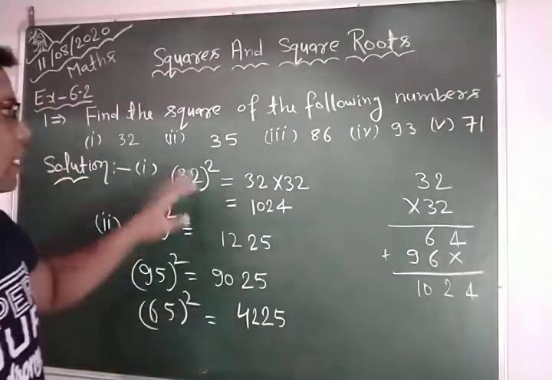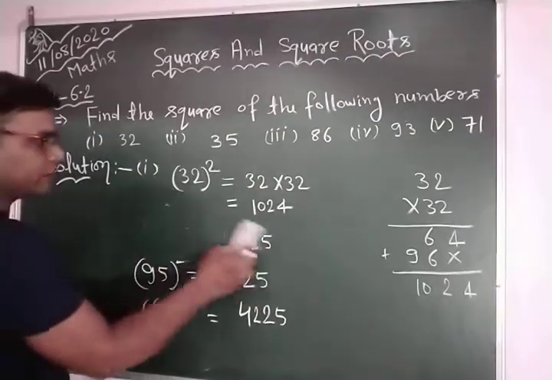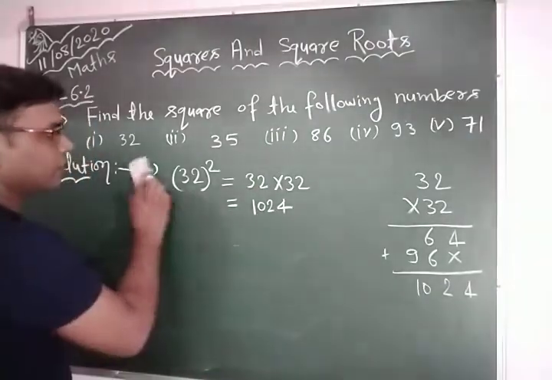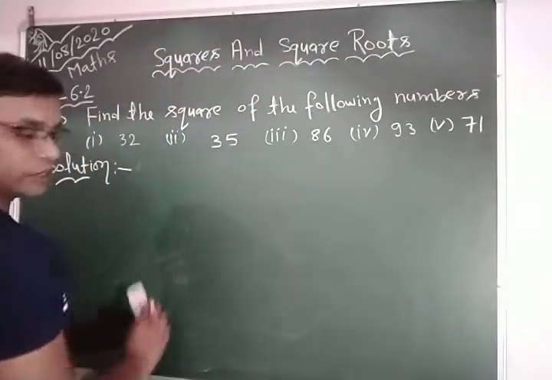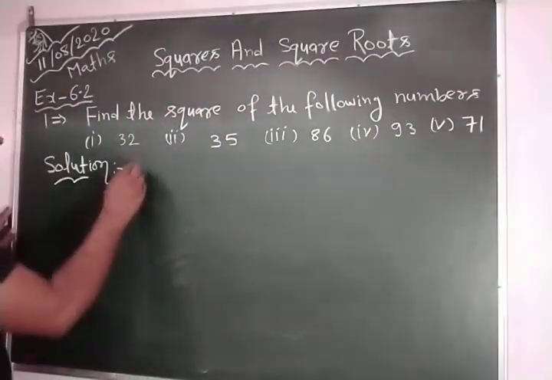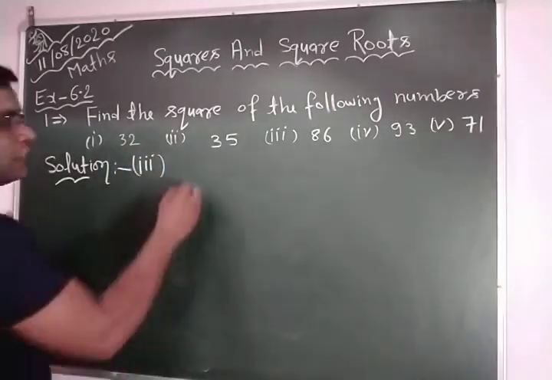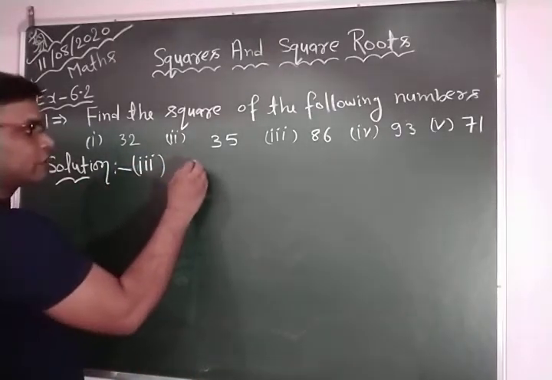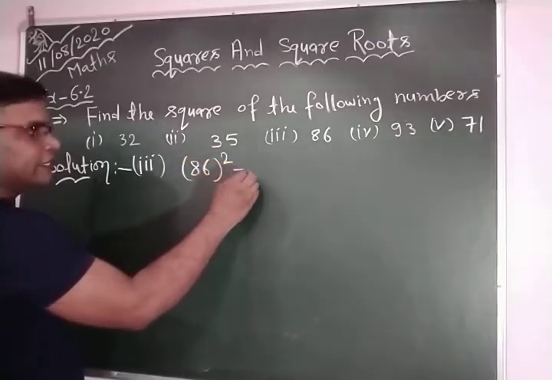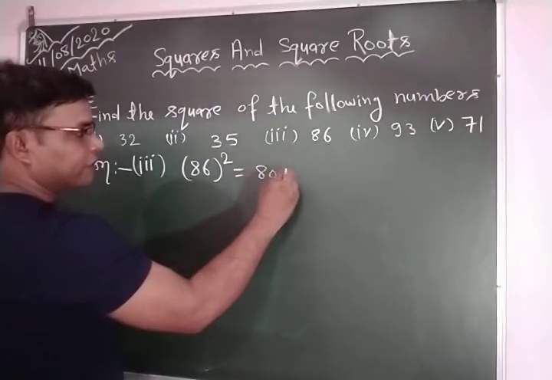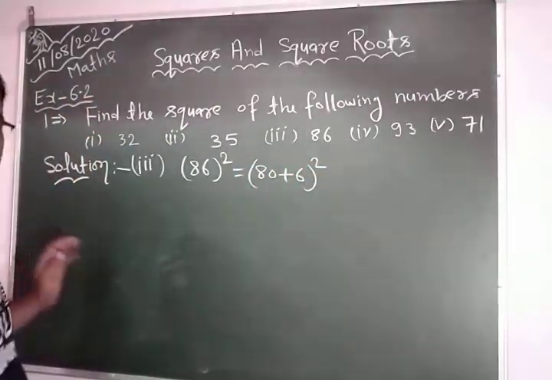Okay, now next part is the third part, 86. Here, this is the third part. Okay, square of 86, you find here. You can write this as 80 plus 6, square of 80 plus 6. Clear? You can write it.